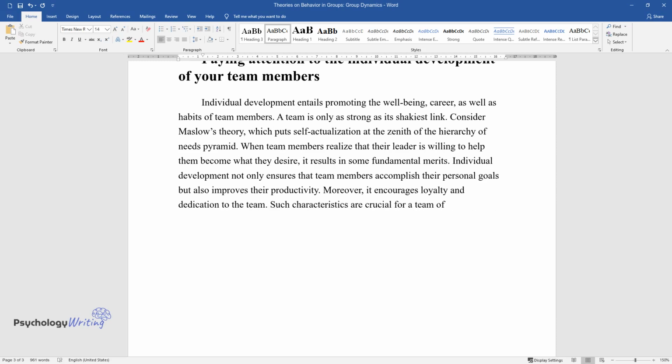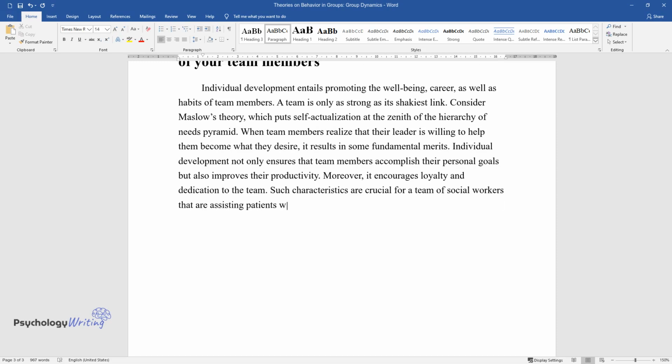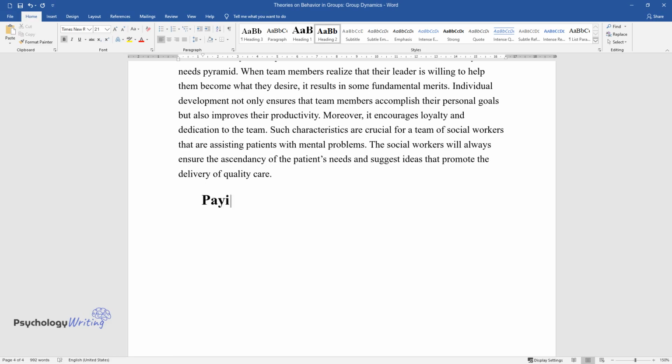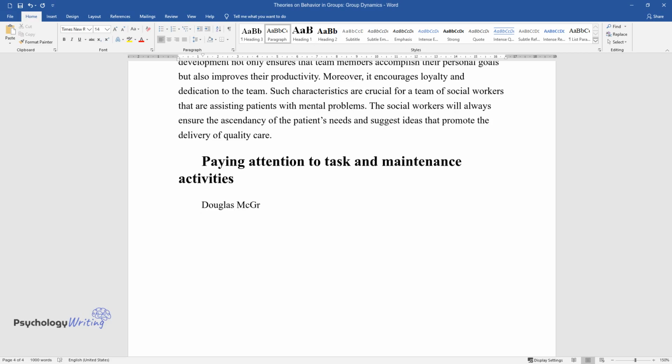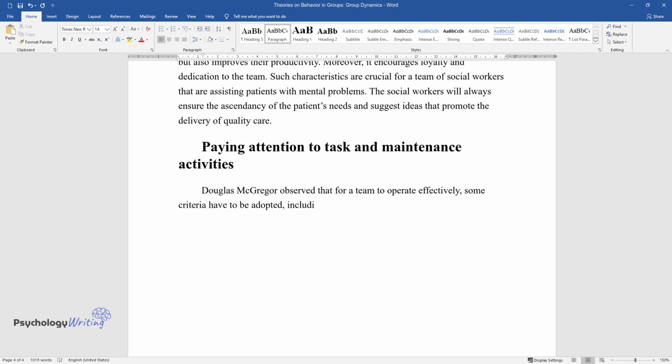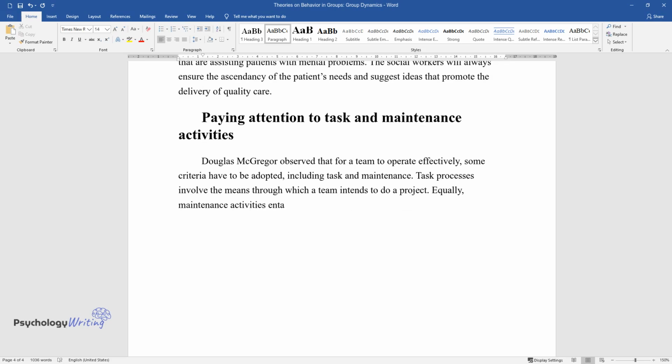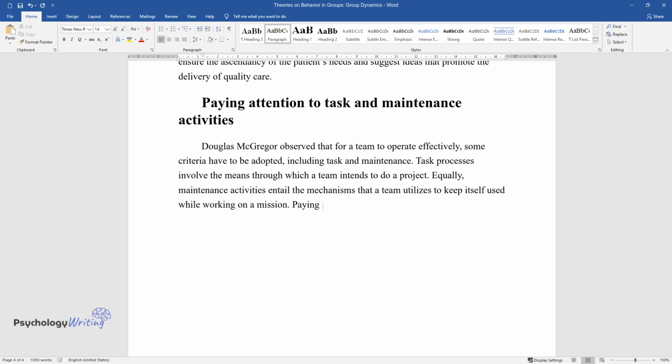Such characteristics are crucial for a team of social workers that are assisting patients with mental problems. The social workers will always ensure the ascendancy of the patient's needs and suggest ideas that promote the delivery of quality care. Paying attention to task and maintenance activities. Douglas McGregor observed that for a team to operate effectively, some criteria have to be adopted, including task and maintenance. Task processes involve the means through which a team intends to do a project. Equally, maintenance activities entail the mechanisms that a team utilizes to keep itself united while working on a mission.